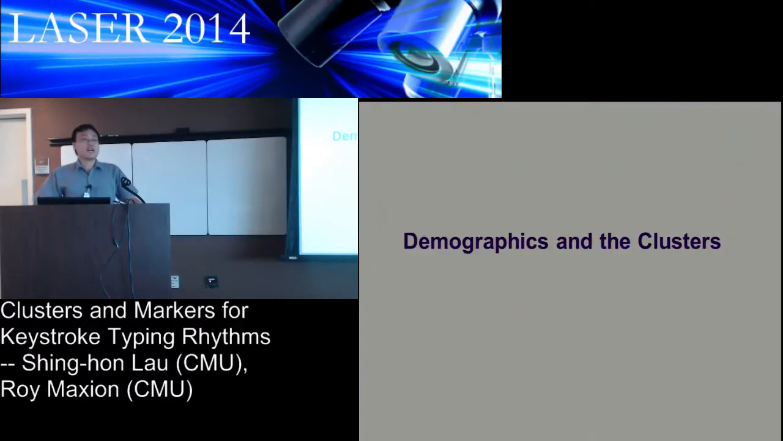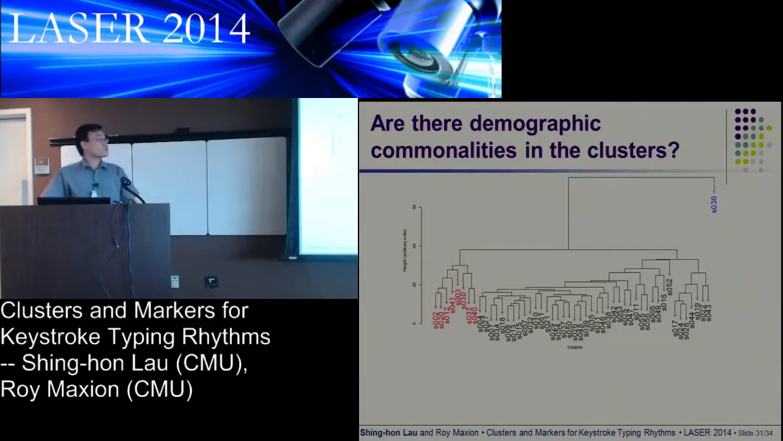So now that we've identified these clusters and their corresponding markers, it's interesting to ask, as Nate pointed out, we saw that 36 was so different. It begs the question, are these clusters in general somehow unique in their demographics? So I'll return to this dendrogram that we saw earlier. It turns out that subject 36 has temporal lobe epilepsy. This is a relatively rare condition, and it's not a condition that anybody else in our subject pool suffers from. And so we think this is affecting his typing in a way that makes him so distinct from the remainder of the population.